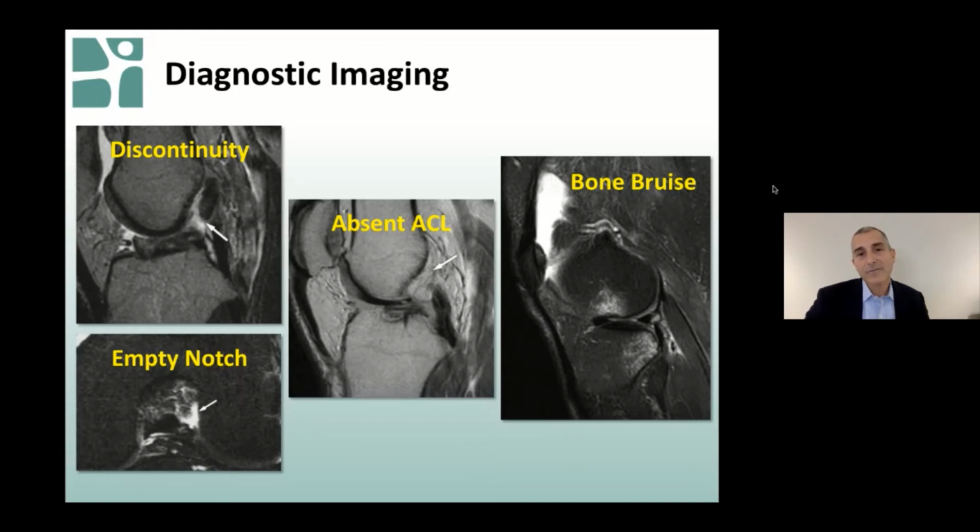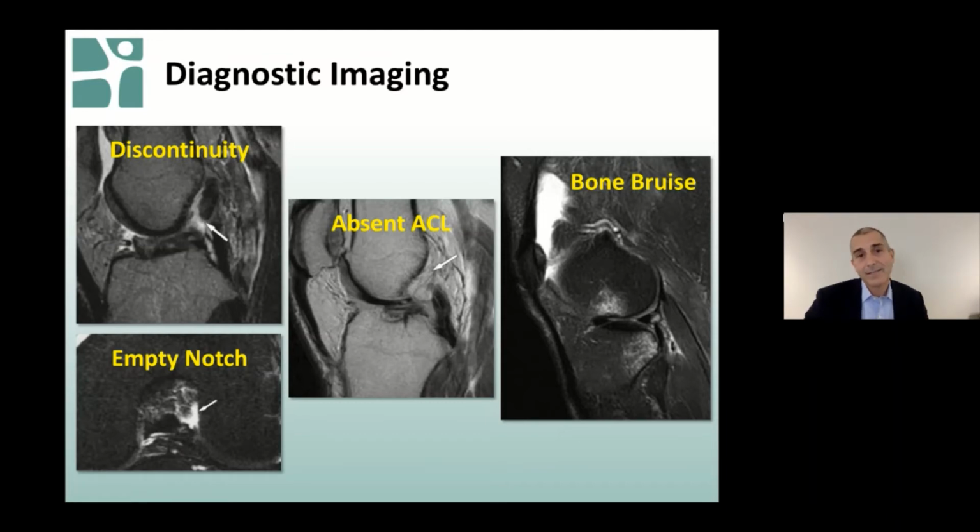MRIs are our test of choice for definitively diagnosing an ACL tear to confirm our suspicion based on the history and the examination. And there are a variety of signs we look for. The obvious one on the top left panel is discontinuity or separation between the two stumps of the ACL. Looking from the front, the bottom left panel will show an empty notch where the ACL should attach to the femur. In a more chronic case, the ACL actually tends to resorb. It fades away over time as it's bathed in the normal joint fluid. So chronic tears will present actually with absent ACL tissue altogether.